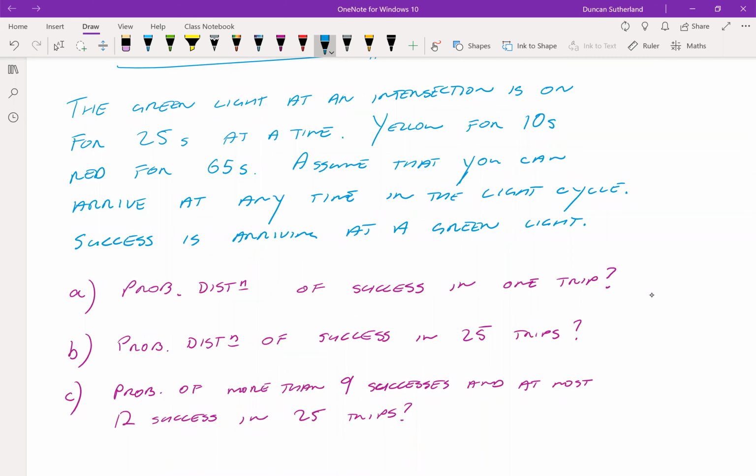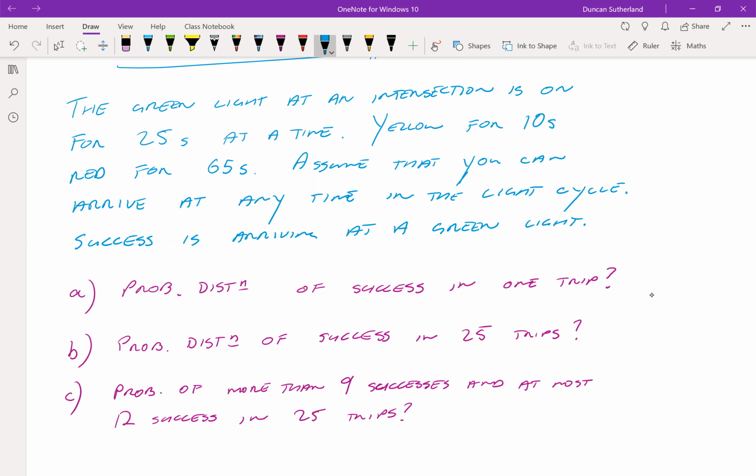This question looks at some probability distributions and a manipulation of probability distributions. This one's a discrete distribution. Suppose that a green light in an intersection is on for 25 seconds at a time, yellow is 10 seconds, and it's red for 65 seconds. If he can arrive at any time during this light cycle, we want to try and figure out the probability of arriving exactly at a green light.